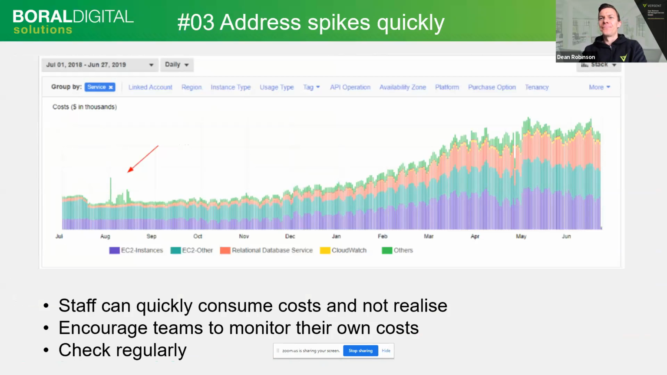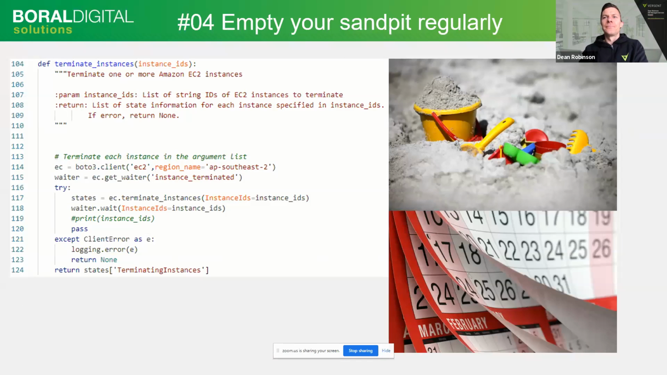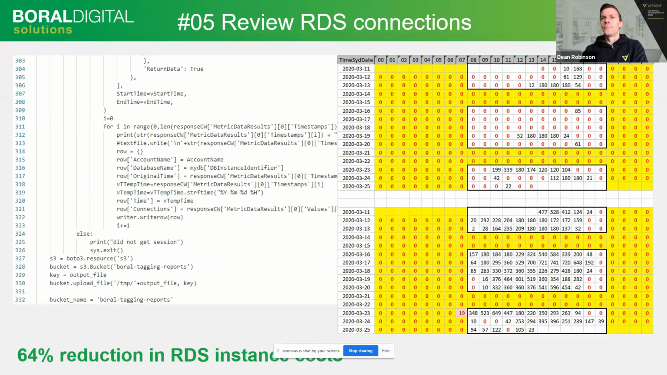So address spikes quickly. Again, if anyone wanted to screenshot that, empty your sandpit regularly. And the one that I was most recently talking about, review RDS connections.